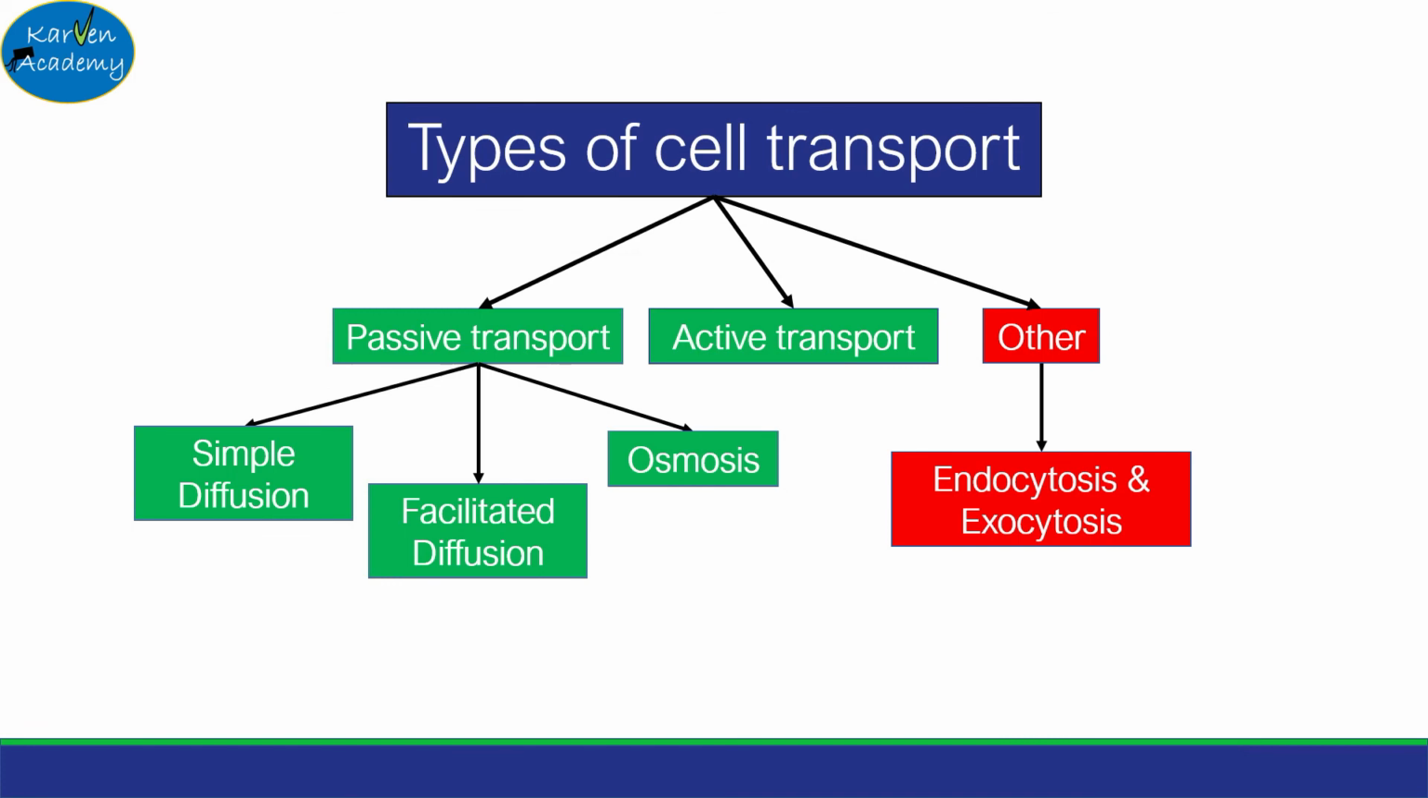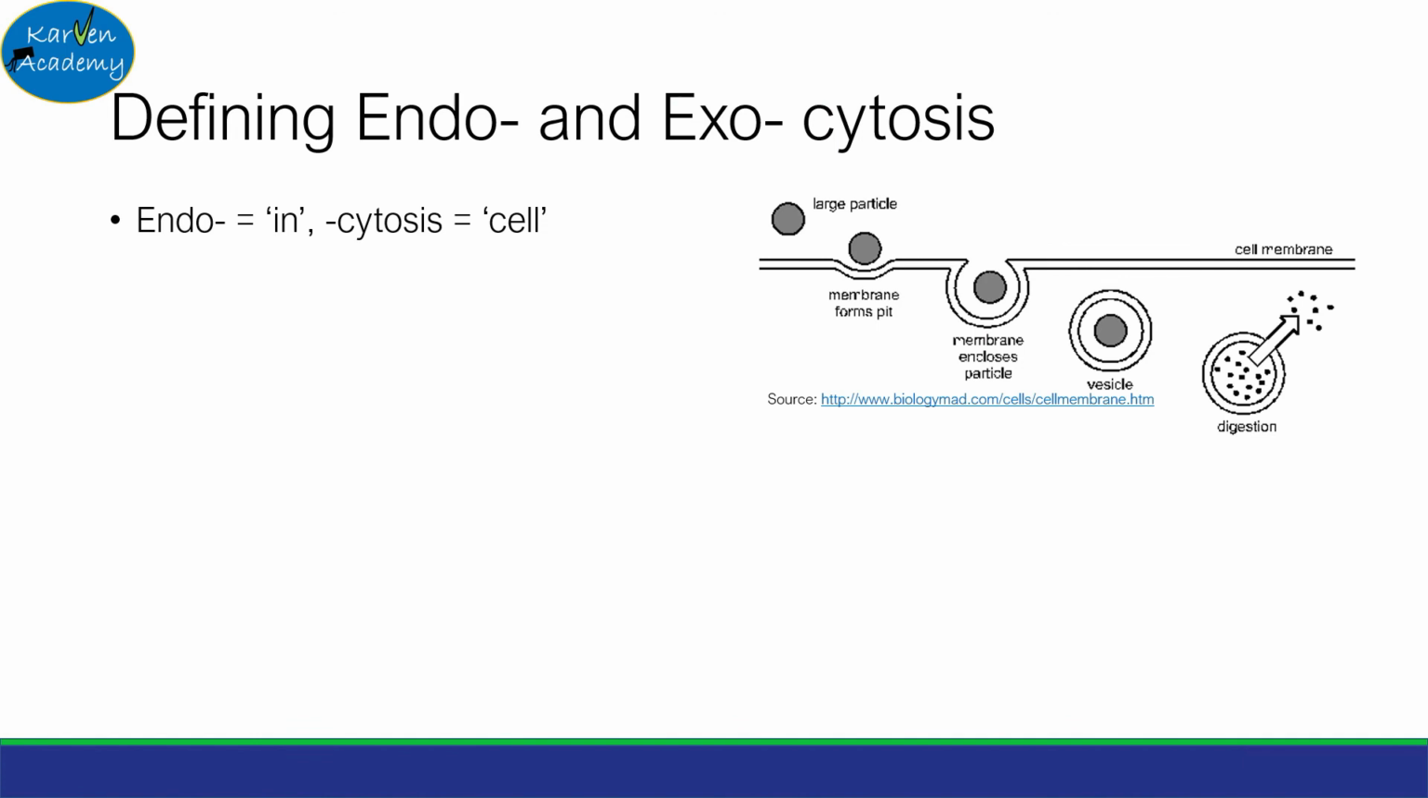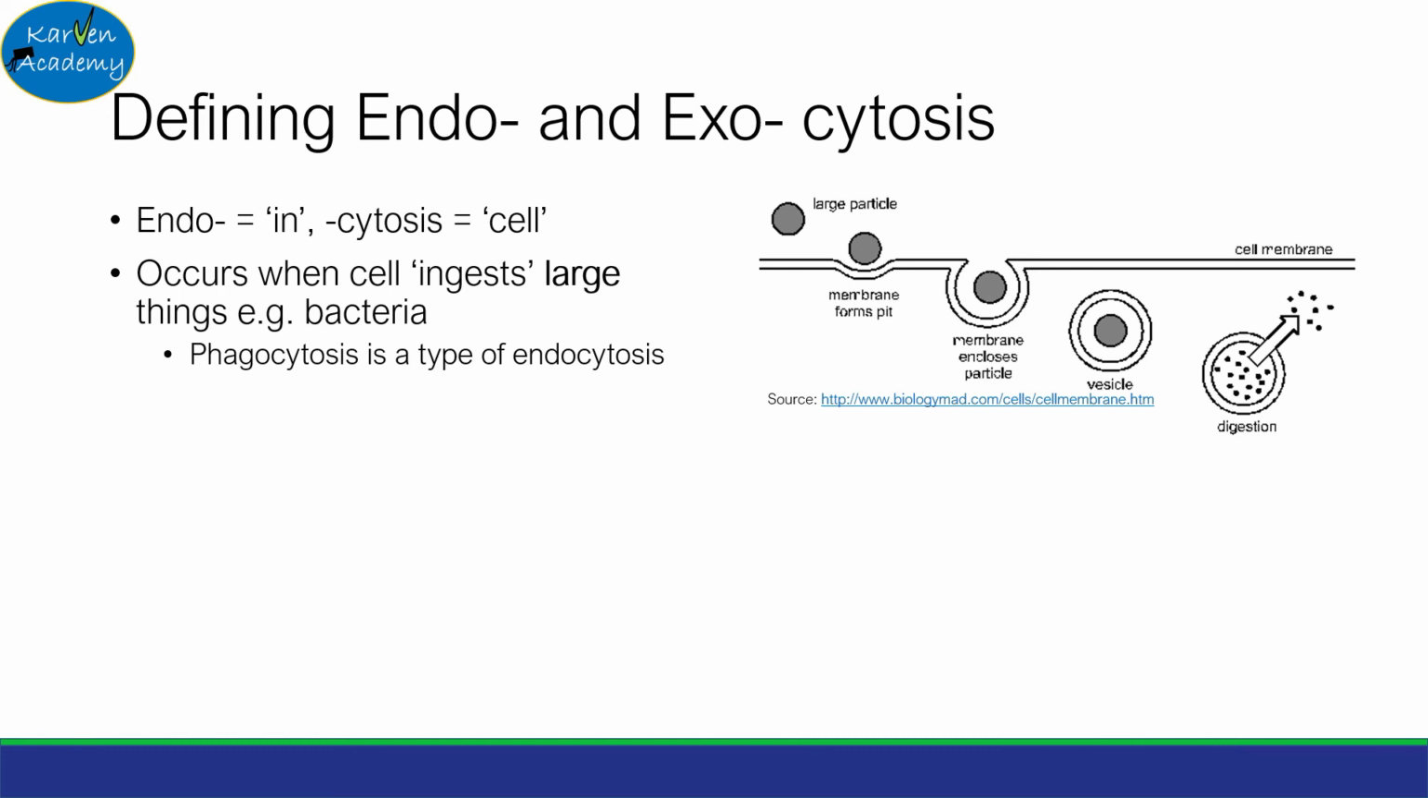Finally, let's look at endocytosis and exocytosis. So endo means in, cytosis refers to the cell, and so endocytosis usually occurs when a cell ingests a large molecule or large substances. And usually this is large cells or macromolecules like starch. In this scenario, we will take the example of bacteria. You will be familiar with phagocytosis from the immunity topic, and phagocytosis is a type of endocytosis.